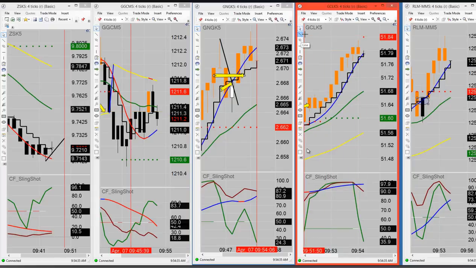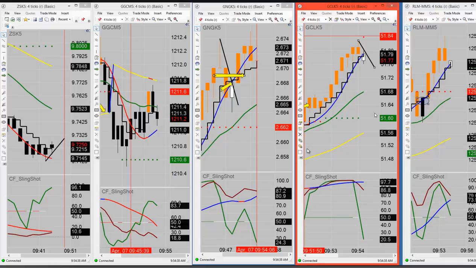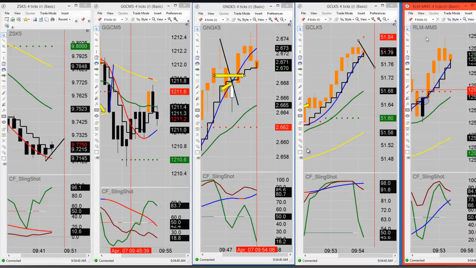On the crude, it's now pulling back a little bit, giving us a little divergence down here. The Russell is doing the same thing.